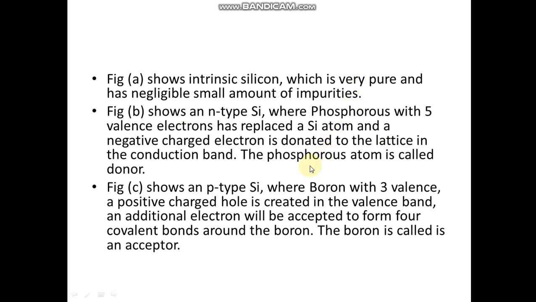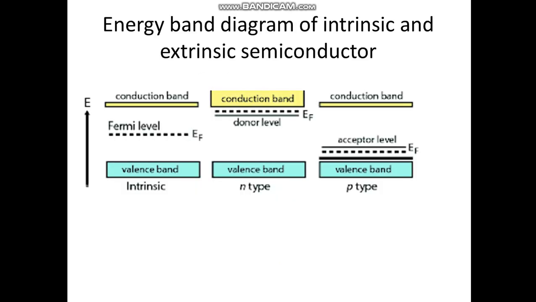The phosphorus, which has 5 valence electrons, has replaced a silicon atom and a negatively charged electron is donated to the conduction band. The phosphorus atom is called the donor. Whereas the boron has 3 valence electrons, a positively charged hole is created in the valence band, and this boron is called an acceptor. This is the energy band diagram of intrinsic and extrinsic semiconductors.